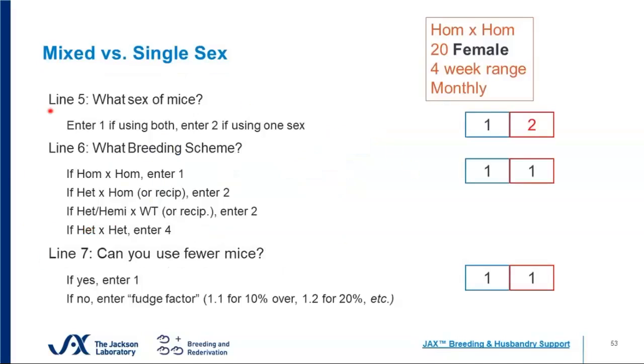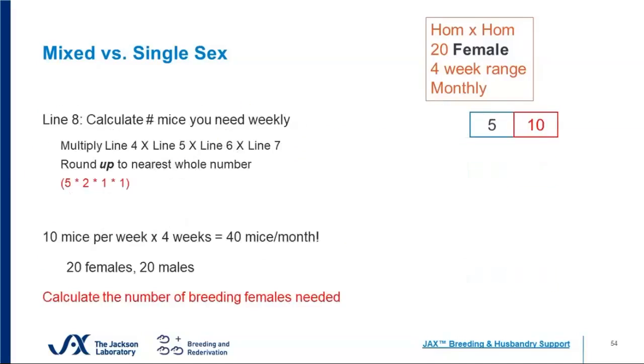So we're going to put in a 2 because we only need 1 sex. And that's going to then adjust line 8, which is the number of mice we need per week. So we multiply 4, 5, 6, and 7. 5 times 2 times 1 times 1. So 10. So we need to produce 10 mice every week. 4-week period, that's 40 mice. But again, that's going to be 20 females, which we need, and then the 20 males, which we only need for breeding.